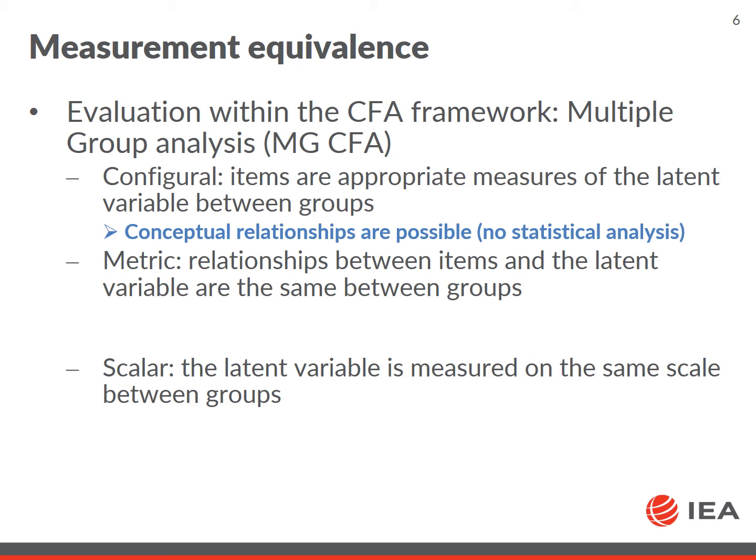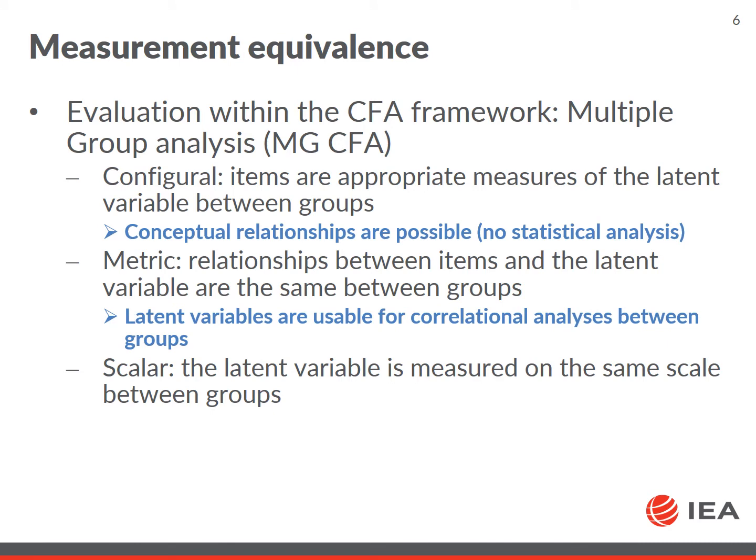Metric invariance adds the constraint that the mathematical relationships between items and the latent variables are the same across all groups. When a latent variable exhibits metric invariance, the latent variable values are usable in correlational analyses, including regression. Finally, scalar invariance adds a further restriction that the latent variable is measured on the same scale, or that the intercept values or mean values of the items are the same across all groups. When scalar invariance is exhibited, group mean values of the latent variable are comparable. You may see such comparisons in ranking tables of international large-scale assessments, such as the Trends in International Mathematics and Science Study, or TIMSS, the Progress in International Reading Literacy Study, or PIRLS, and the Program for International Student Assessment, or PISA.